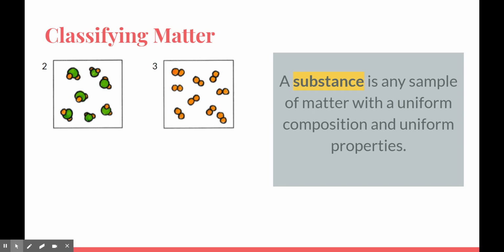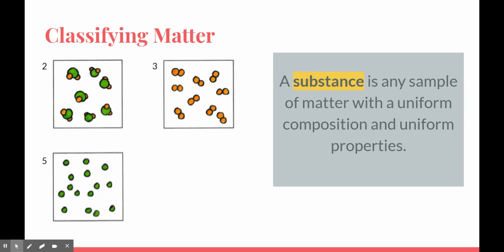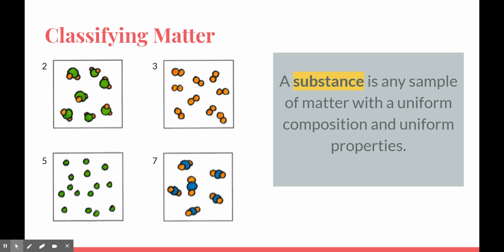Number 3 has the same thing in common. Every single particle is made out of the exact same atoms, which are 2 yellow ones. Number 5, every single particle is exactly the same. Number 7, every single particle is exactly the same. These are all examples of substances because in each example, every single particle is exactly the same.